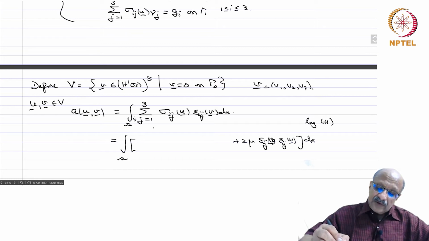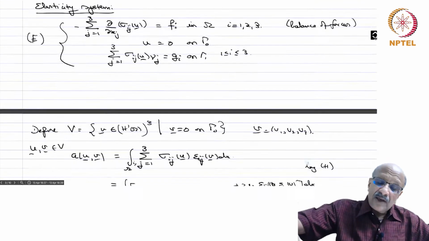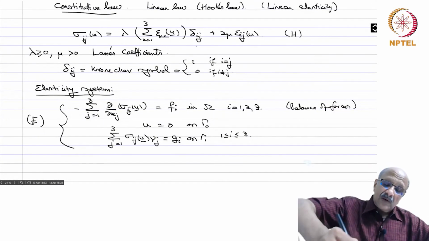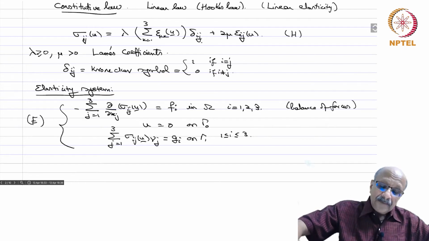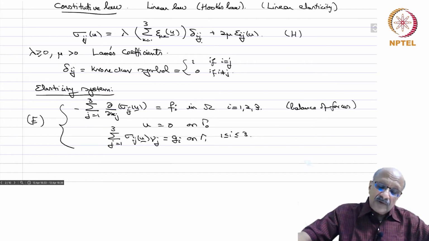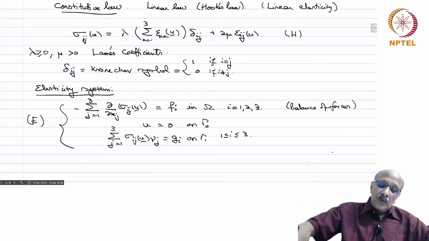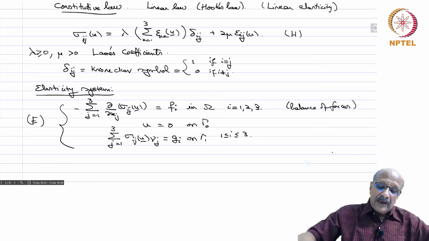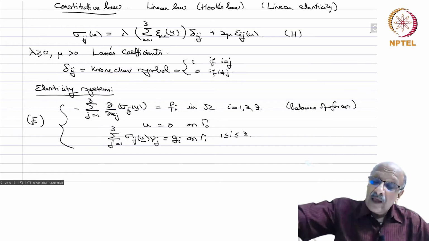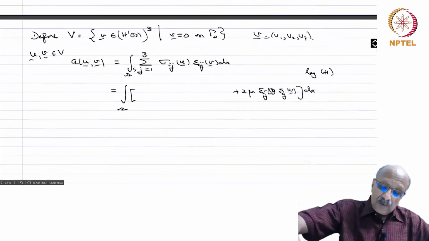Only when i equals j will delta ij be 1, and therefore delta ij is 1 only if i equals j, so this term will not survive for any other i, j. When i equals j, epsilon kk is nothing but du_k by dx_k. Sigma over 1 to 3 will give you just the divergence of u.